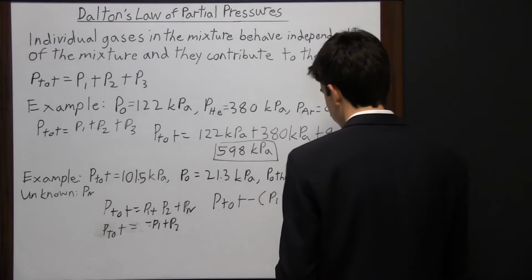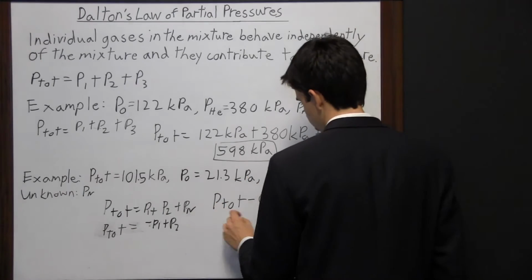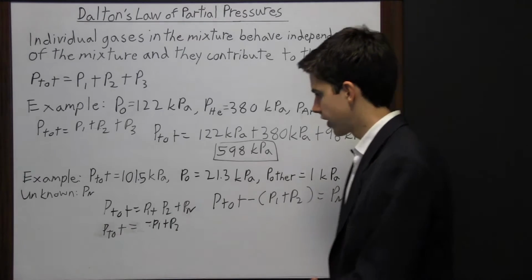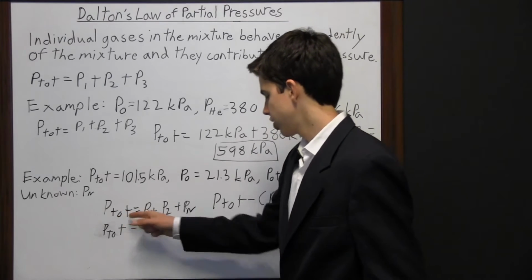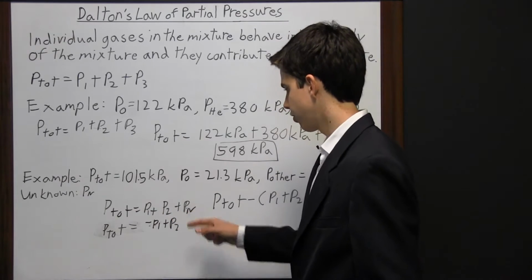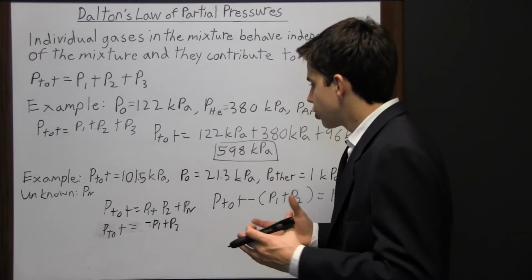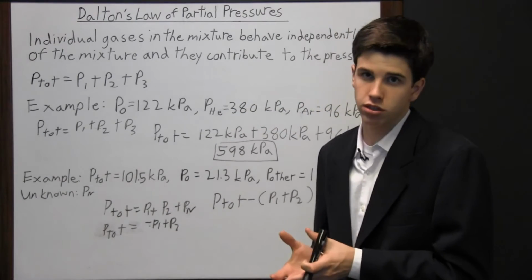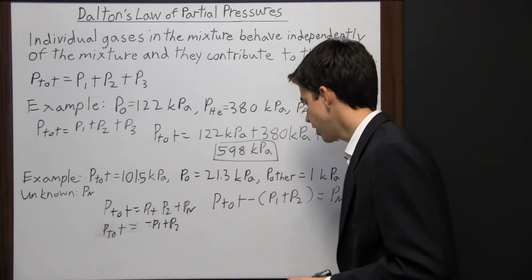So in other words, the partial pressure of nitrogen equals the total pressure minus (P1 plus P2), which really makes perfect sense because if the total pressure equals P1 plus P2 plus P3, and we're looking for P3, we're just subtracting the 2 other pressures from the total pressure. And so the remaining pressure must be the pressure of nitrogen.